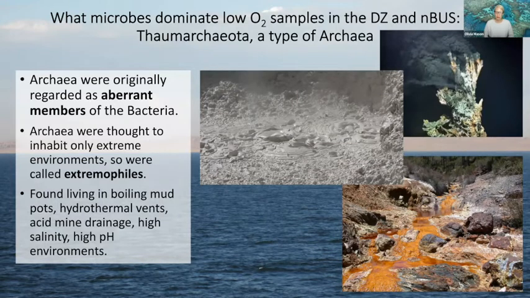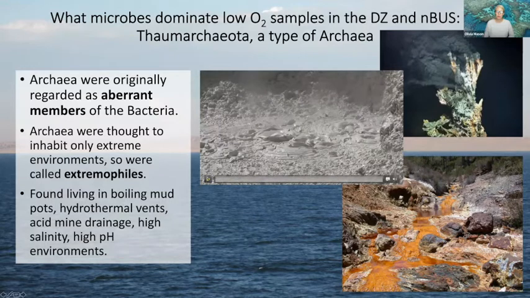They're single-celled, they have no true nucleus, and they're extremely small. They're the same size as bacteria, so you can't see them with your eyes, right? So originally, archaea were thought to be aberrant or weird members of the bacteria. They were thought to inhabit only extreme environments, so they were called extremophiles.